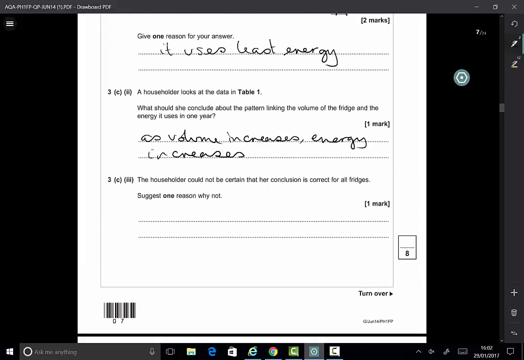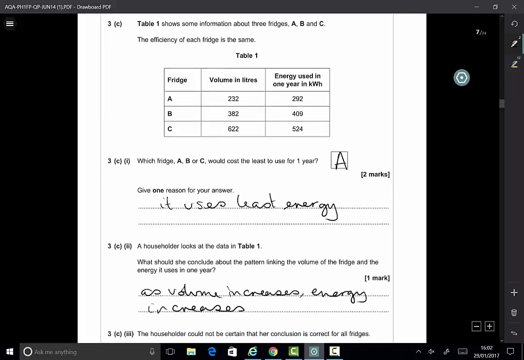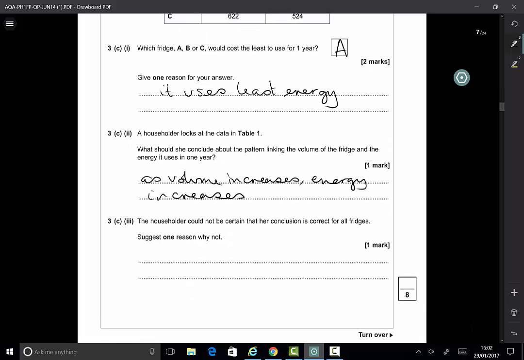Okay, the householder can't be certain that her conclusion is correct for all fridges. Suggest one reason why not. Are all fridges going to be represented by just this sample of 3? Okay, it's a small sample size, so you need to somehow indicate in your answer here that the sample size is too small. Just saying sample size is too small will do the trick.